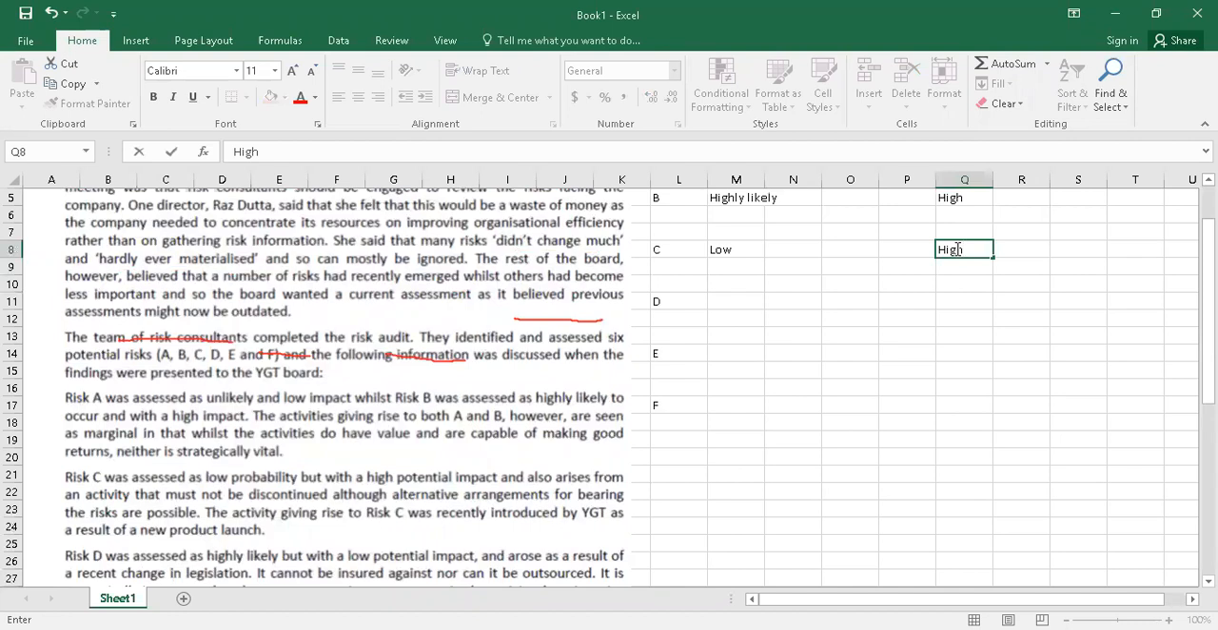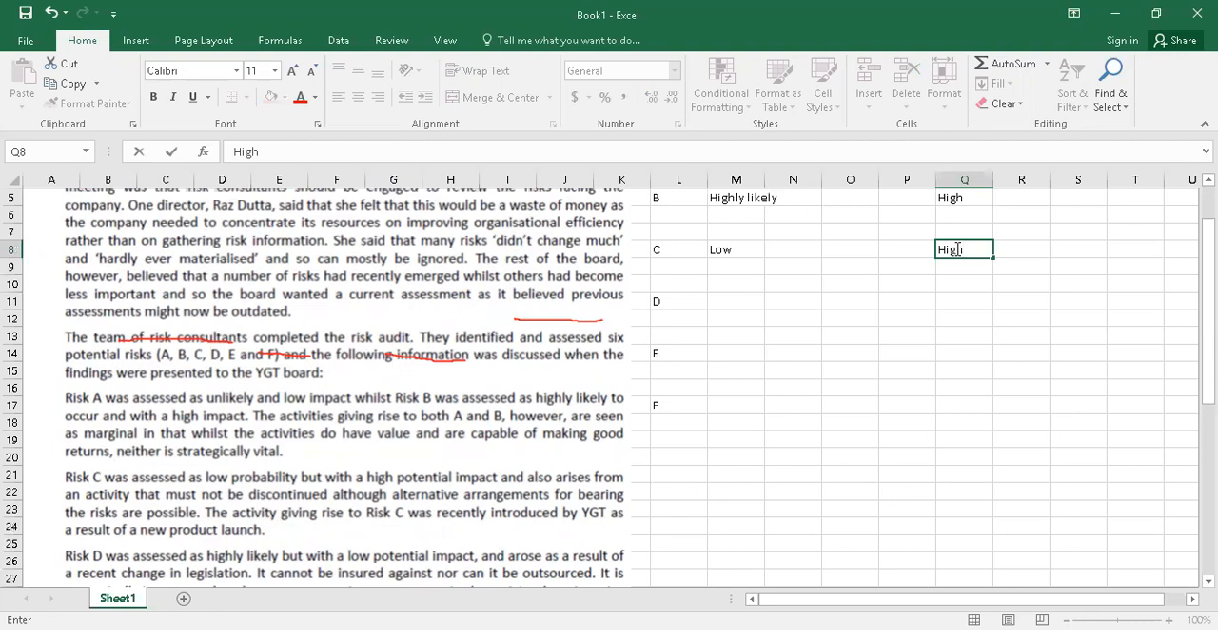High potential impact, and also arises from an activity that must not be discontinued, although alternative arrangements for bearing the risks are possible. The activity giving rise to risk C was recently introduced by YGT as a result of a new product launch.